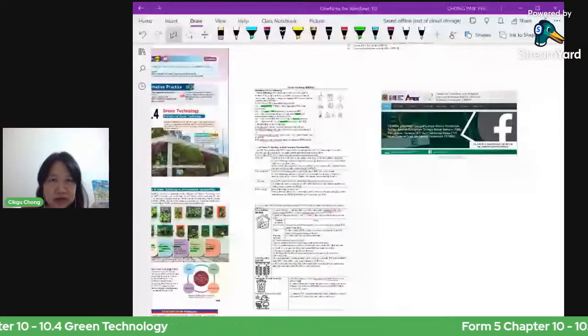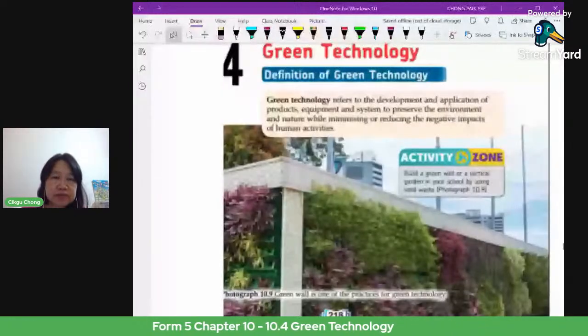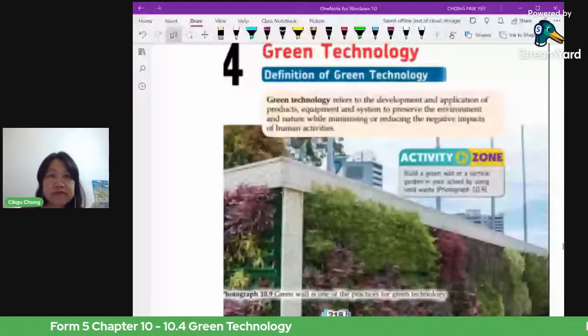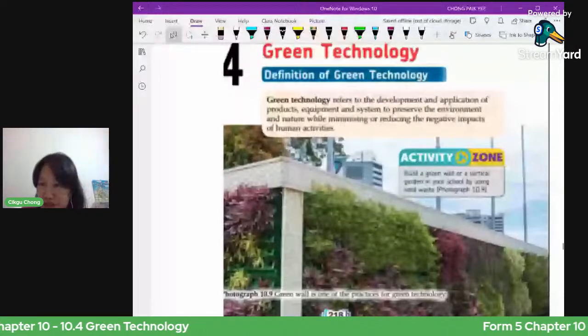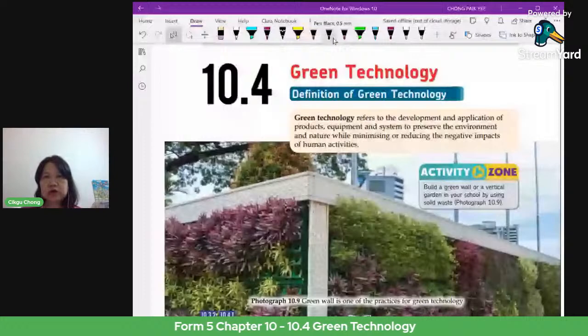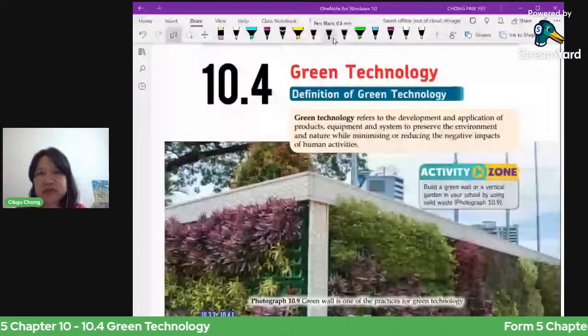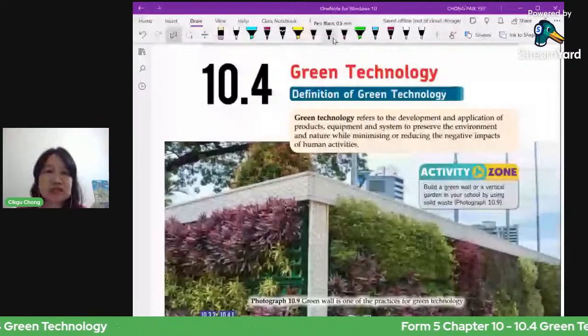All right, I'm going straight to 10.4. Actually, chapter 10 is on environmental sustainability. Sustainability means able to survive, able to be carried on. Your environment stays healthy and fresh. You're not killing the environment. That's what environmental sustainability means.